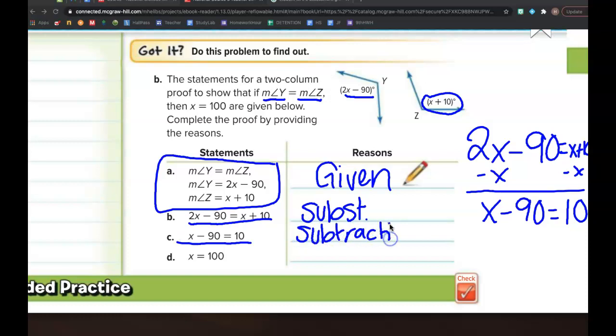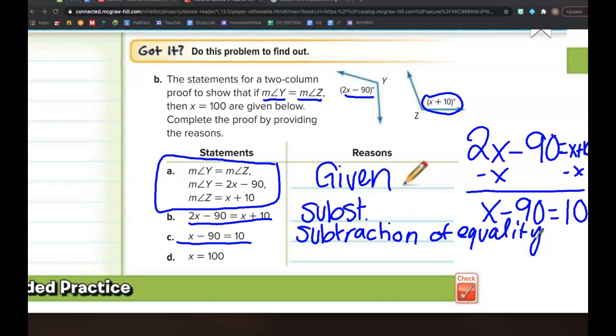And since it's what I did to one side, I had to do the other side. It'd be subtraction of equality. It's actually called the property, but to shorten it up, we'll just write that. Subtraction of equality, which you do one side, you do the other, because we subtracted. Now, if I wanted to solve for x, what would I do to solve for x?